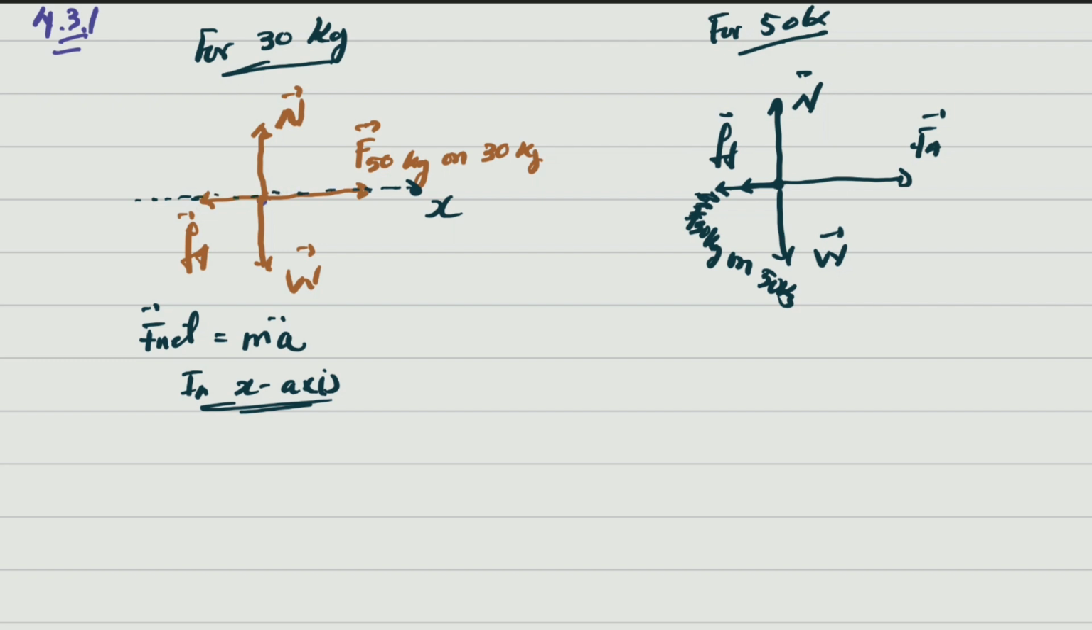So here we have this one. What forces do we have in x? We have the force of 50 kg on 30 kg minus frictional force equal to ma. This is what we have on this side here. Now, if we notice here, we don't have the force from the 50 kilogram block on the 30, we don't have friction, and we don't have acceleration.